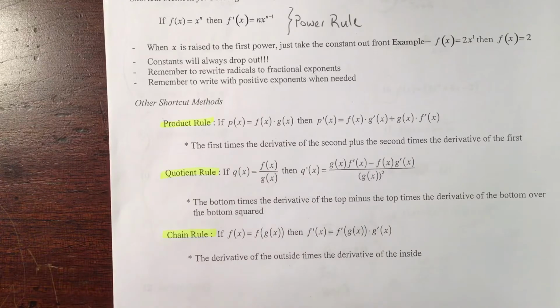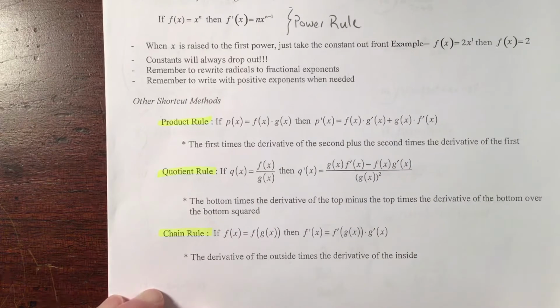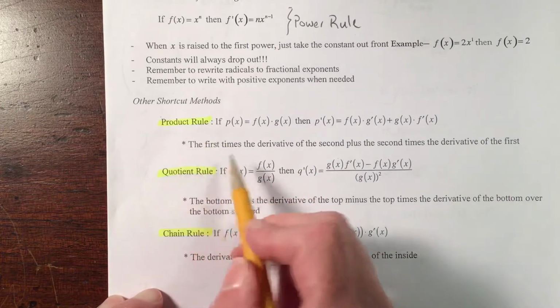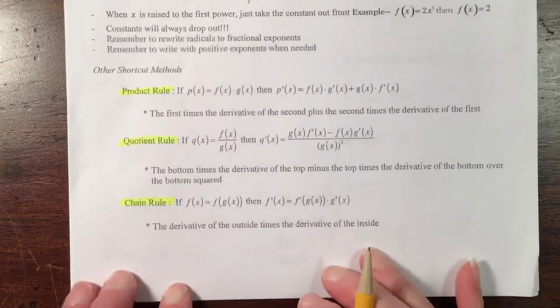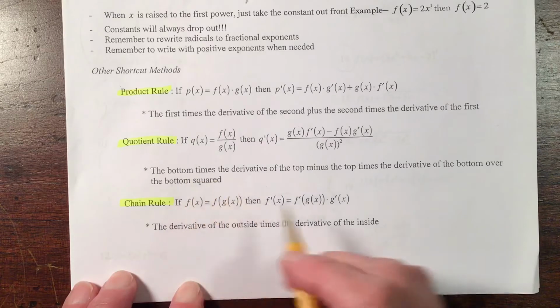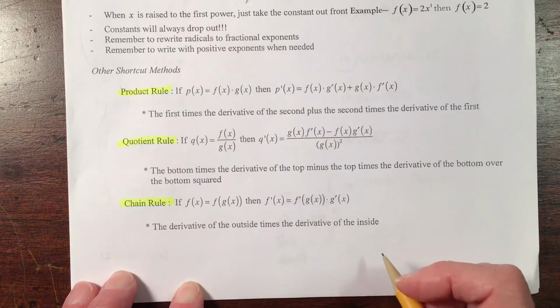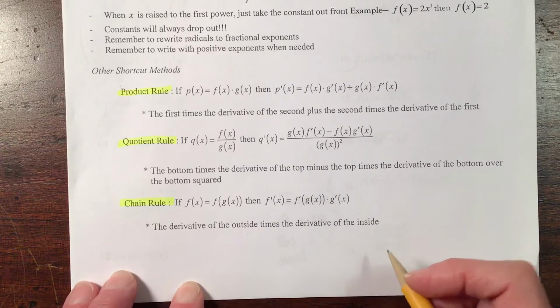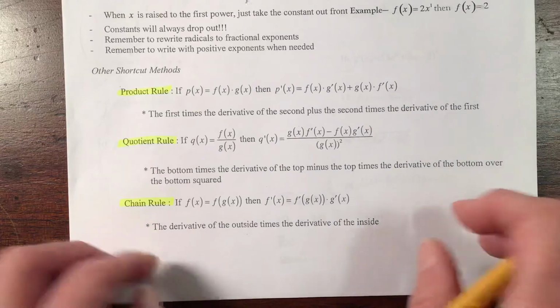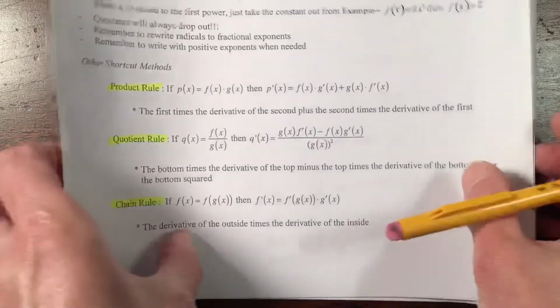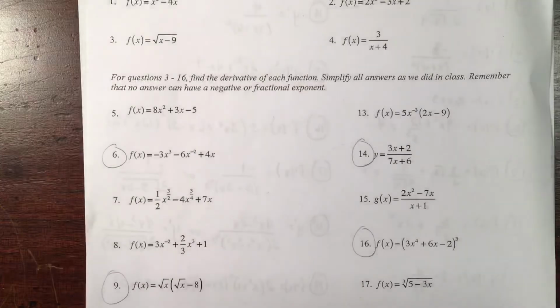I know it's hard for you guys to understand the notation, and we'll deal with that later on after your final, and we'll deal with that a lot next year. Right now, if you know just the product rule is the first times the derivative of the second plus the second times the derivative of the first. Our quotient rule can be found bottom times the derivative of the top minus top times the derivative of the bottom over the bottom squared. And our chain rule is the derivative of the outside times the derivative of the inside. We're going to take a look at a couple of the questions on our review sheet now.